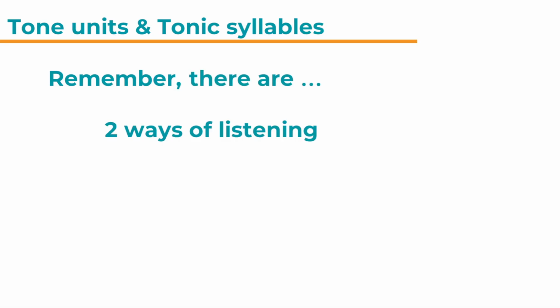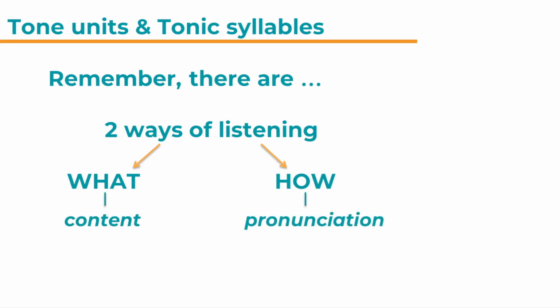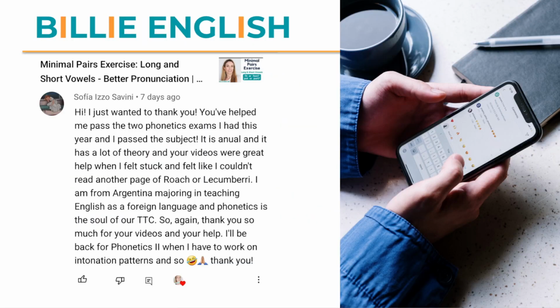And remember, there are two ways of listening. You can listen to the what and you can listen to the how. What means this is all about the content, what is being said, what the message is. But the how is about how things are said. This is about the pronunciation. If you want to become better at spoken English and pronunciation, you need to focus on the how. Listen to how people say things, and then pay attention to how you say them, and this will help you to improve your pronunciation.